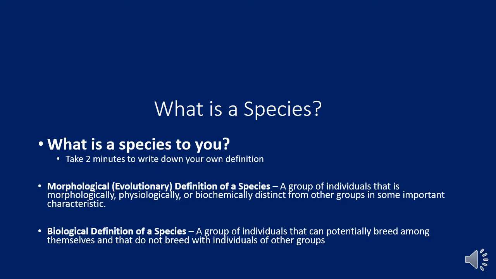And another thing that a lot of biologists use is what's called the biological definition of a species. And that's a group of individuals that can potentially breed among themselves that do not breed with individuals of other groups. Now, this works great for sexually reproducing species, but let's say we're talking about bacteria. Bacteria don't have sex. So how do we know if they can interbreed or not? And so there, the evolutionary species concept works a little bit better. But they're both in use, and it just kind of depends on which group of organisms you're talking about, which one you're going to use.